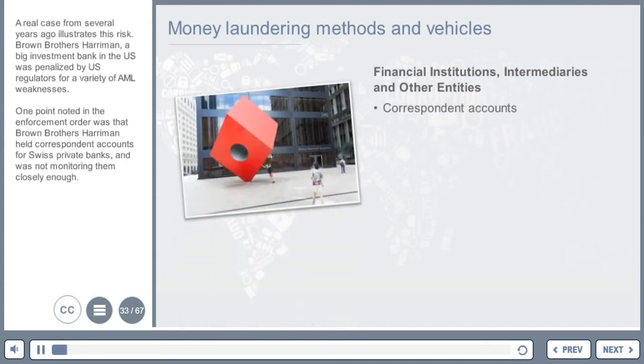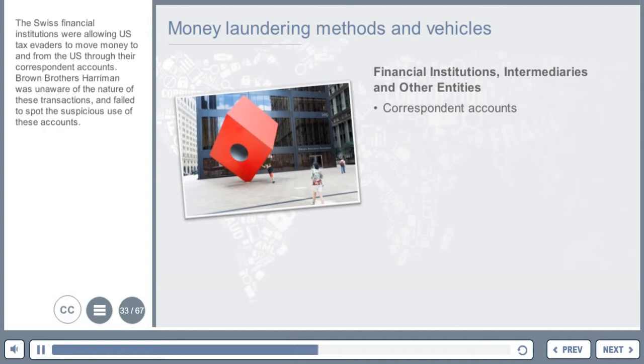A real case from several years ago illustrates this risk. Brown Brothers Harriman, a big investment bank in the U.S., was penalized by U.S. regulators for a variety of AML weaknesses. One point noted in the enforcement order was that Brown Brothers Harriman held correspondent accounts for Swiss private banks and was not monitoring them closely enough. The Swiss financial institutions were allowing U.S. tax evaders to move money to and from the U.S. through their correspondent accounts. Brown Brothers Harriman was unaware of the nature of these transactions and failed to spot the suspicious use of these accounts.